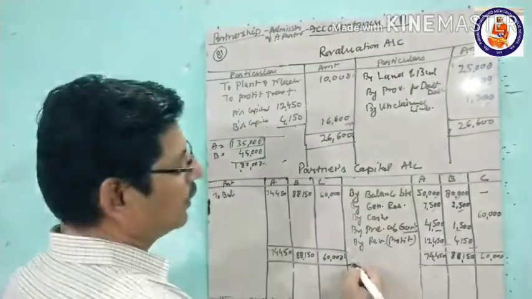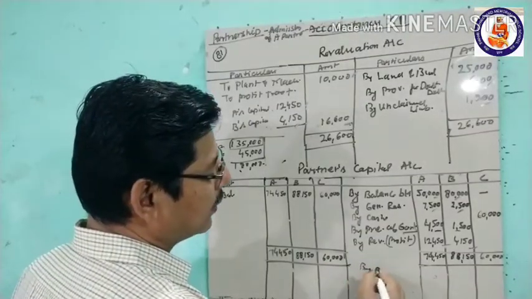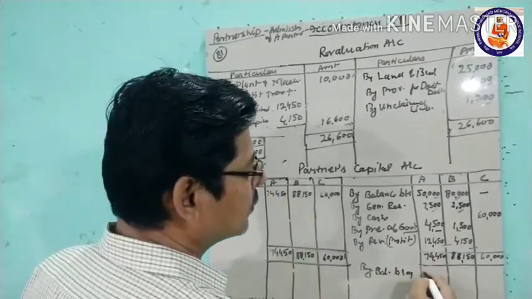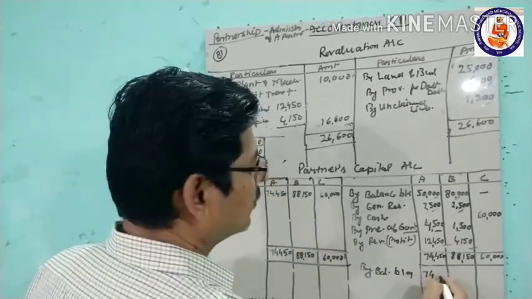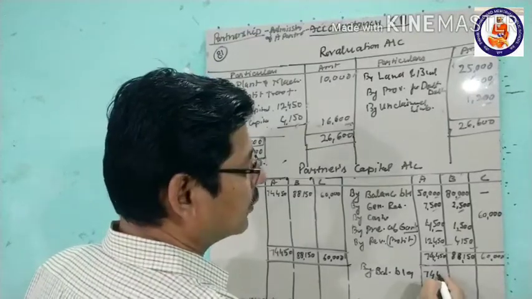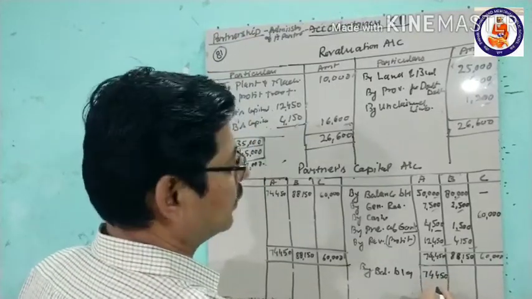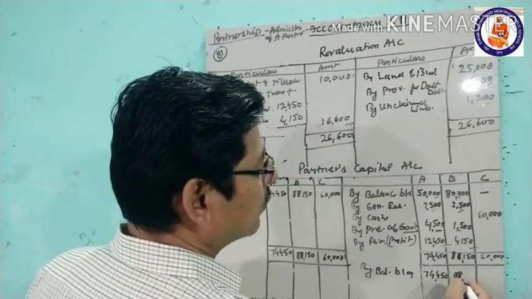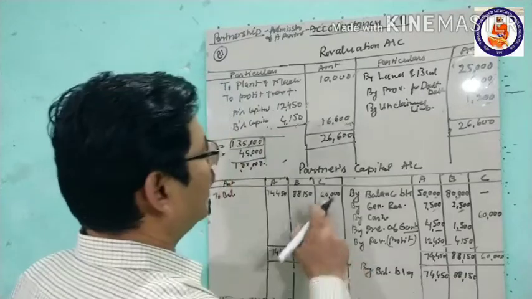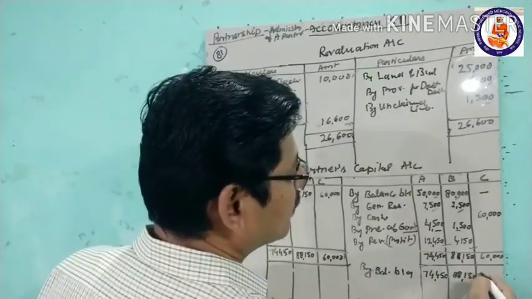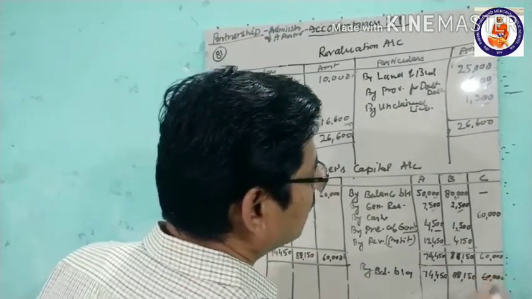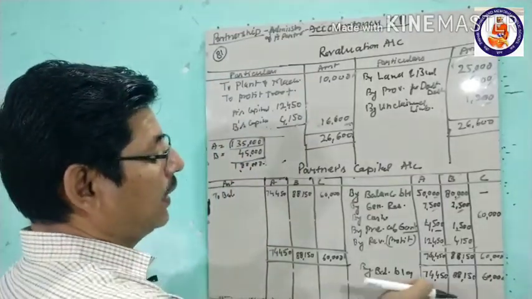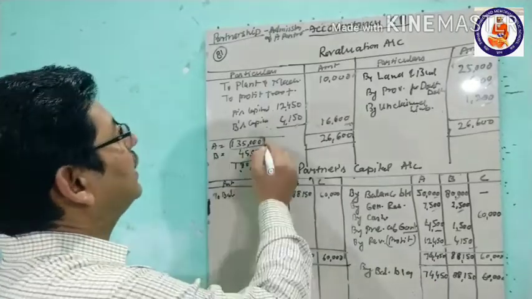A, B and C are partners sharing profits and losses in the ratio of 3:1 respectively. Their balance sheet as at 31st March 2018 is as follows. First of all, on the liability side, capital: A's capital is 60,000, B's capital is 60,000 again, and C's capital is 40,000. Total is 1,60,000. Balance should be 1,35,000.